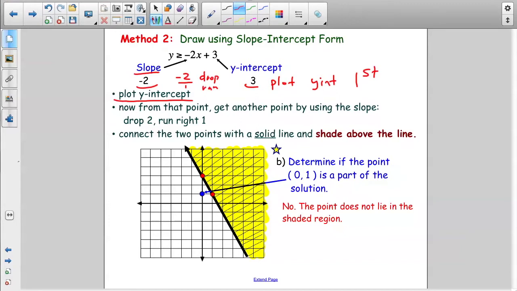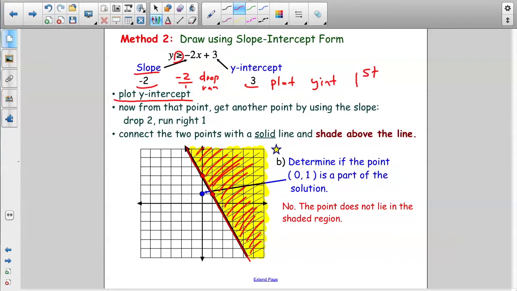So I drop 2, 1, 1. So there's my 2 dots. I get my line drawn now. Now, we are going to do our shading. I put my solid line in because it was equal to. And I know from the reference table before, because it's greater, we shade upwards. So from that line, we go up, up, up, up. We don't go down.